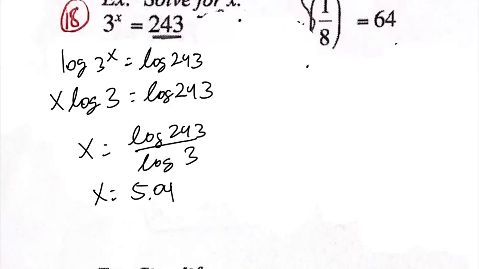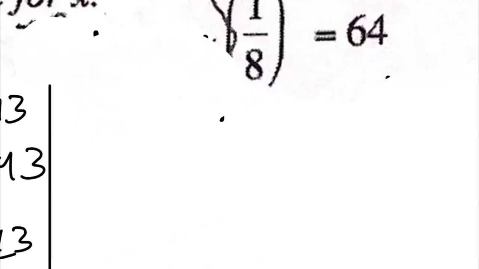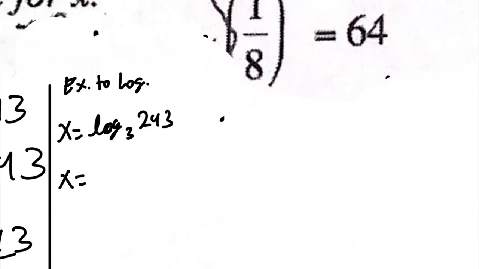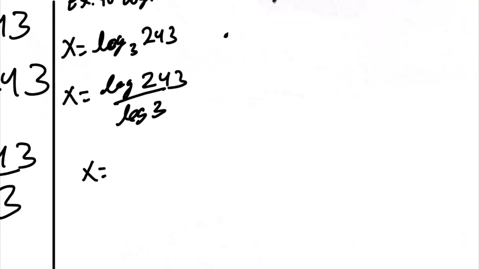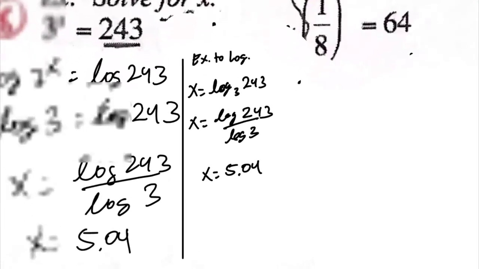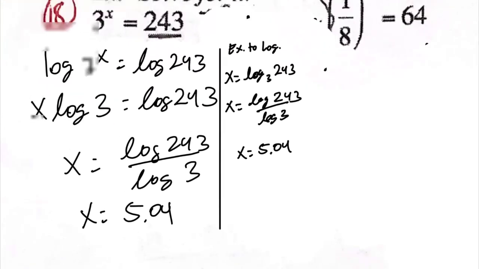Now, with a lot of these, there's more than one way to solve them. The other way you could solve this problem is to convert from exponential to logarithmic form. So this would be x equals log base 3 of 243, and then just do log of 243 divided by log of 3. That'll give you the same answer, 5.04. So there's more than one way to solve the equations, but you'll get to the same answer: exponential to logarithm, or logarithm to exponential.